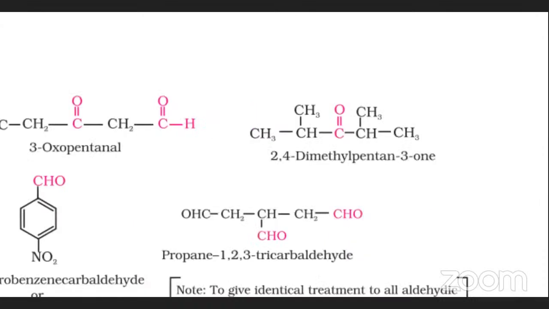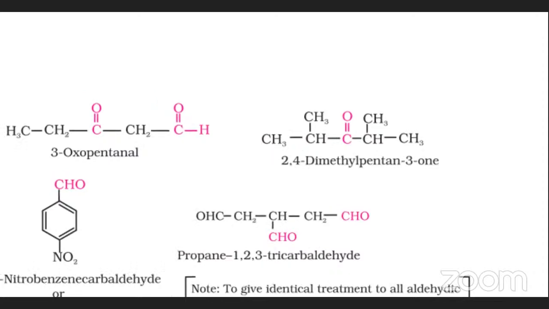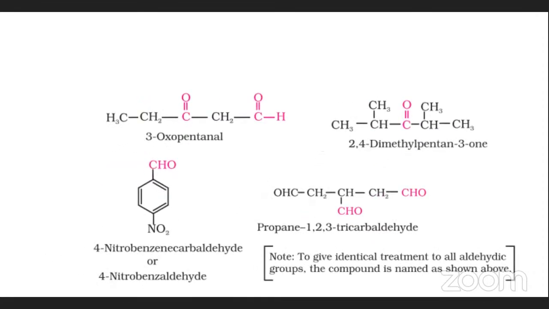Similarly, take the next one, 2,4-dimethylpentan-3-one. We first find the longest chain; the root word is pent, and at the second and fourth carbons there are two methyl groups. That is why we say 2,4-dimethylpent. At the third carbon there is a ketonic group, which is the secondary suffix, so 3-one. So 2,4-dimethylpentan-3-one.